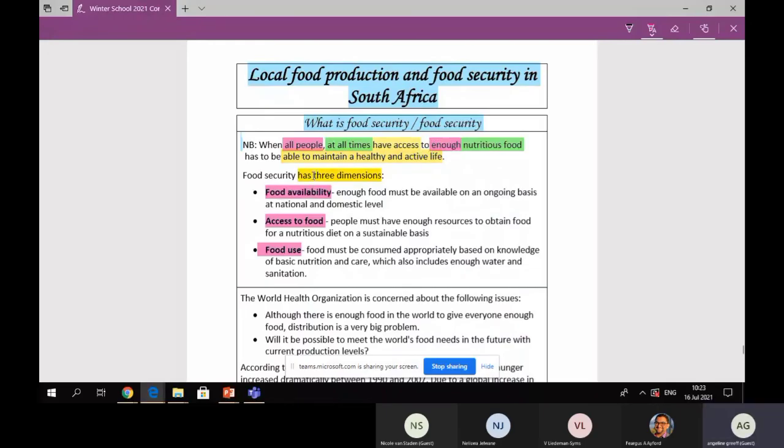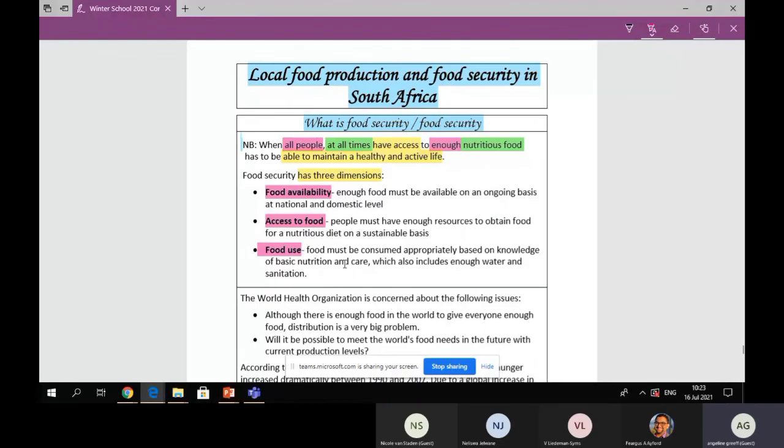And you will see here, it's got three dimensions: food availability. Enough food must be available on an ongoing basis at a national and domestic level. Access to food. People must have enough resources to obtain food for a nutritious diet on a sustainable basis. Food use. It must be consumed appropriately based on knowledge. That is why basic nutrition and care is important. So remember that when we have a look at consumer studies, it also has got to do with what is happening in the macro environment and how it affects the consumer.